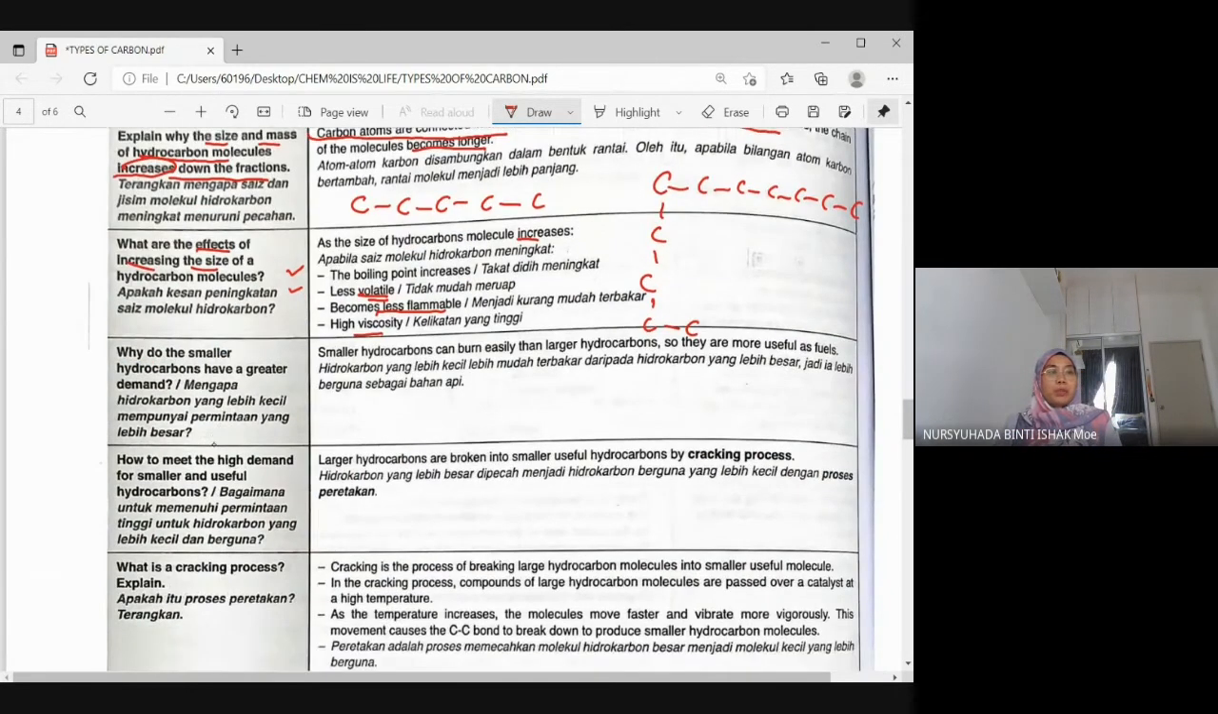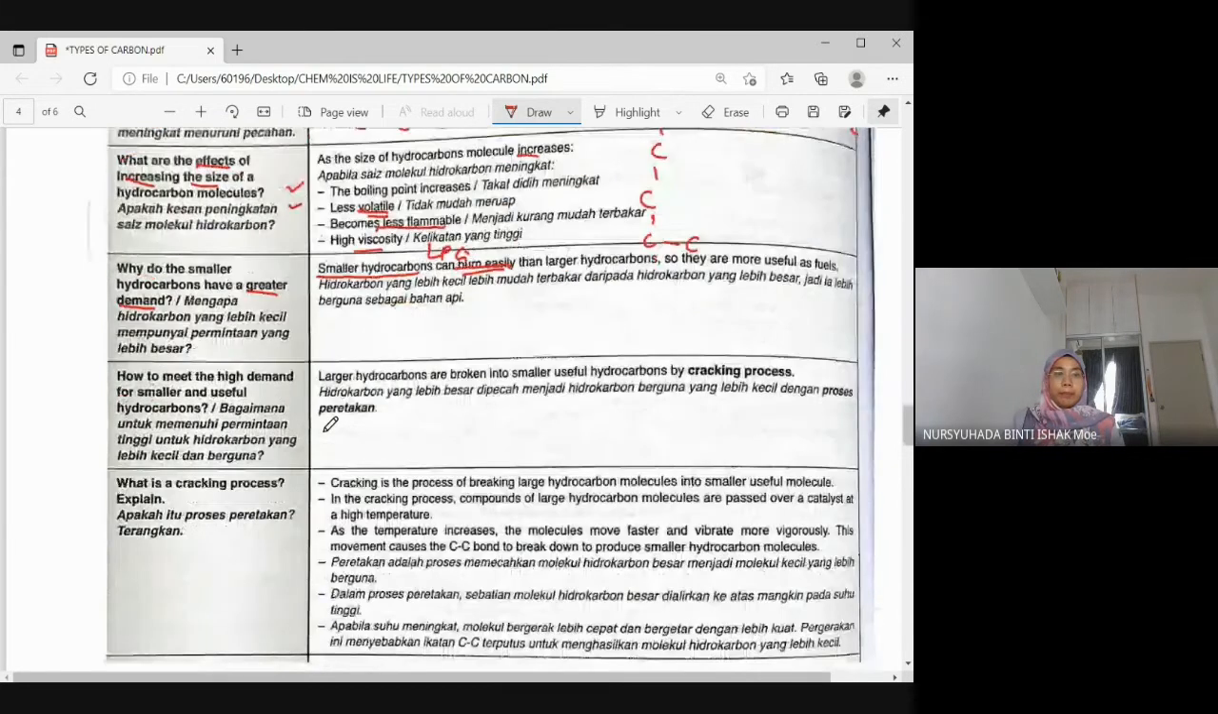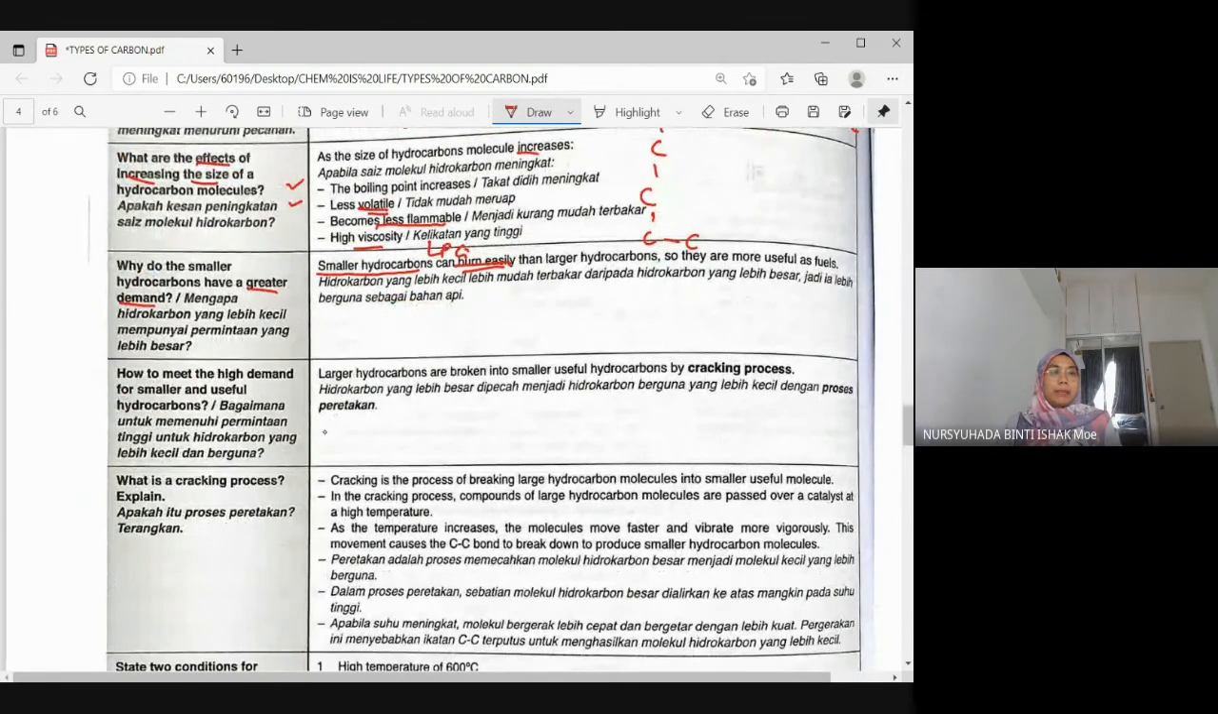Okay, why do the smaller hydrocarbon have a greater demand? Kenapa hydrocarbon yang kecil, contohnya macam LPG, kenapa orang lebih suka nak? Sebab smaller hydrocarbon, contohnya LPG, burn easily, lebih mudah terbakar. So lebih banyaklah kegunaan dia. Okay, how to meet the high demand for smaller? Okay, larger hydrocarbon are broken into smaller useful hydrocarbon by cracking process.